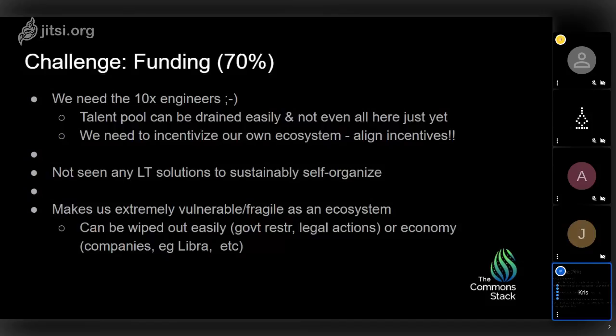Yeah, so here I'm saying economy and government, both on the economic side as well as the government restrictions, we are fragile. We're not anti-fragile at all.